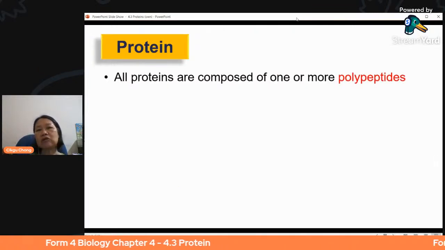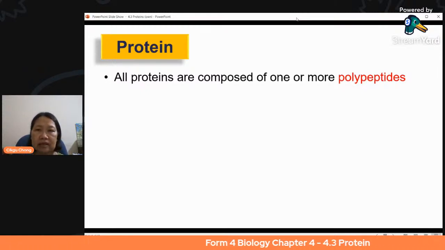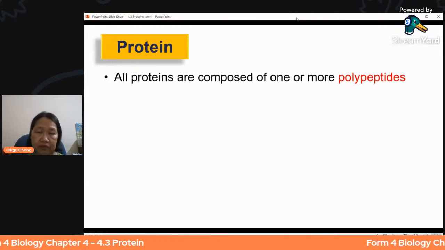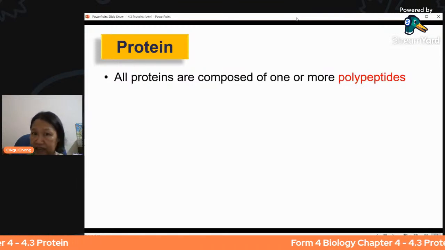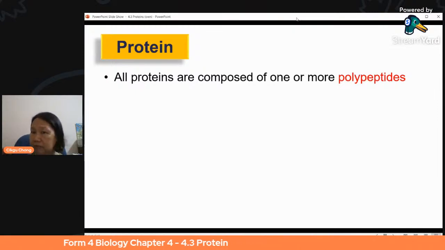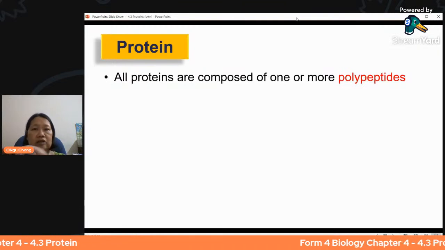So all proteins are composed of one or more polypeptides. When we say protein, it means it's a very complicated mass of a molecule. Very long. The chain is very long. Now, how do you make a chain? You have to join up your amino acids. So one long chain is called a polypeptide. So you have more than one polypeptide. You all join it up together or you roll it up into a ball, right? Into one mass like that. It is a protein molecule.